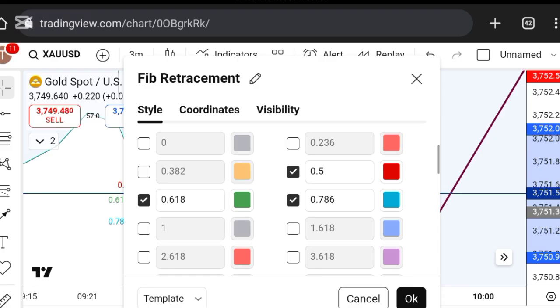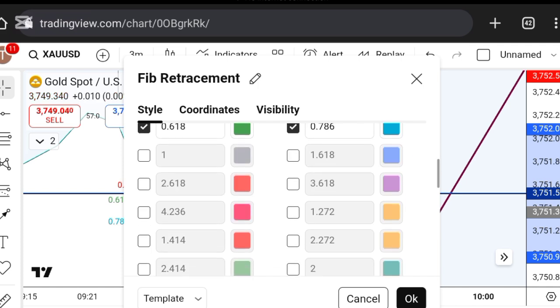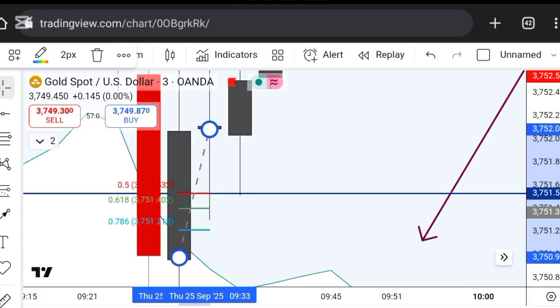Then I give it a color that I want. The 0.5, at times it depends on how you are going to use it. I use the 0.5 for two major scenarios. The 0.618 and 0.786 are still powerful fib levels. So that is how I set it up, then I click on OK. Those are the three fib levels I use.